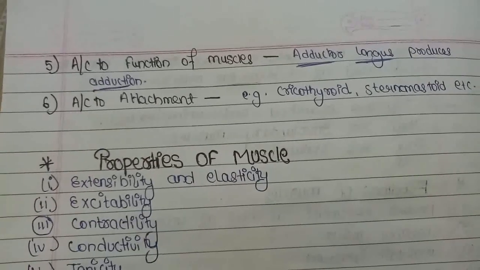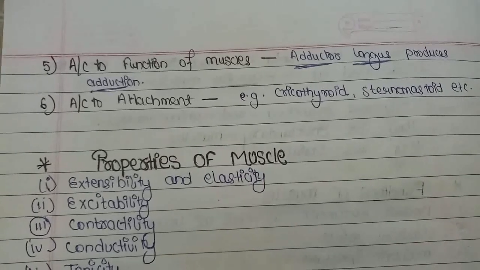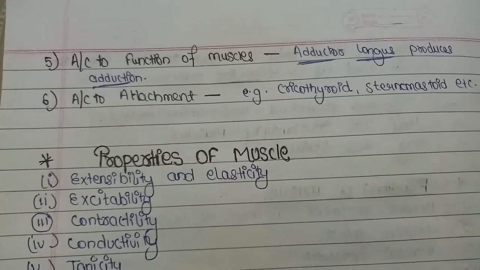Third one is according to location, meaning where they are located. For example, pectoralis major and pectoralis minor are named because they are located in the pectoral region in front of the chest. Fourth, naming is according to direction of fibers, that is rectus abdominis, because of straight fibers. Rectus means straight.